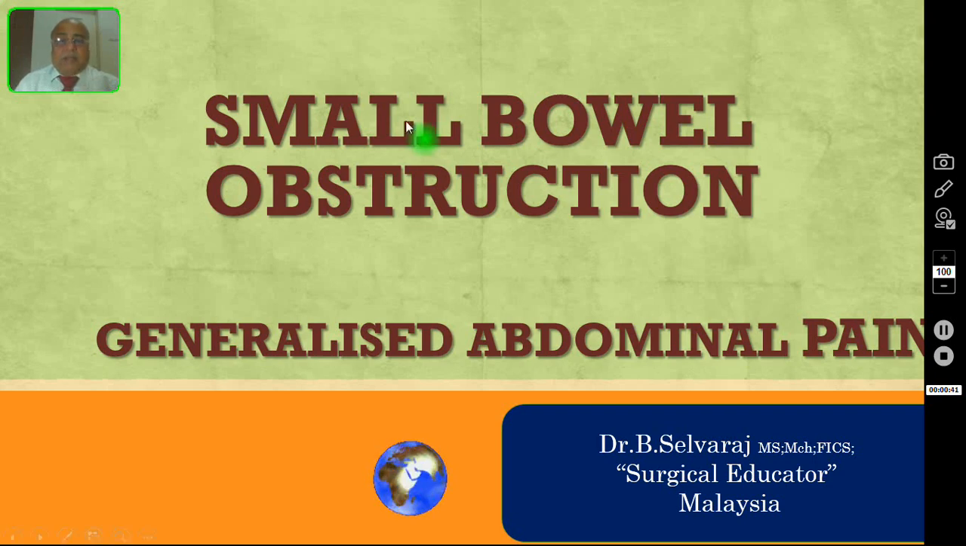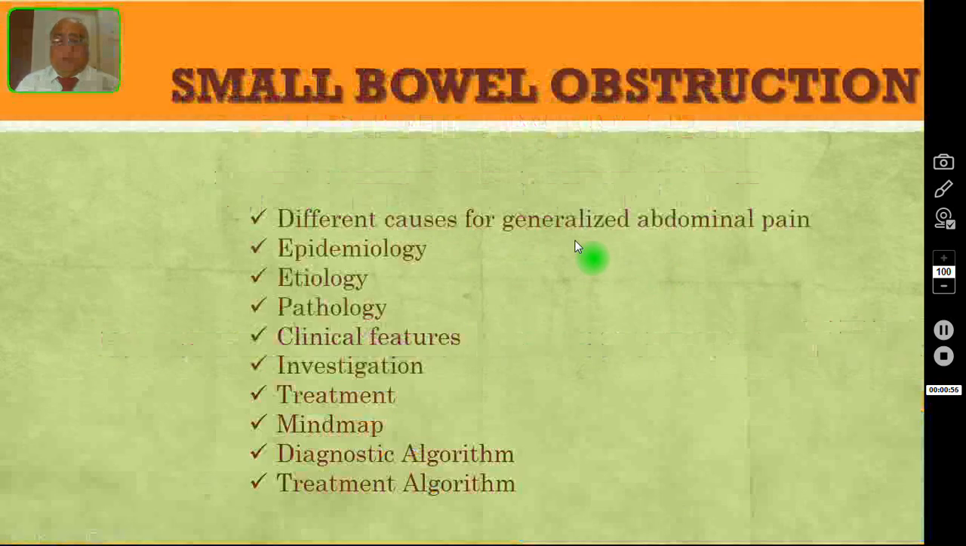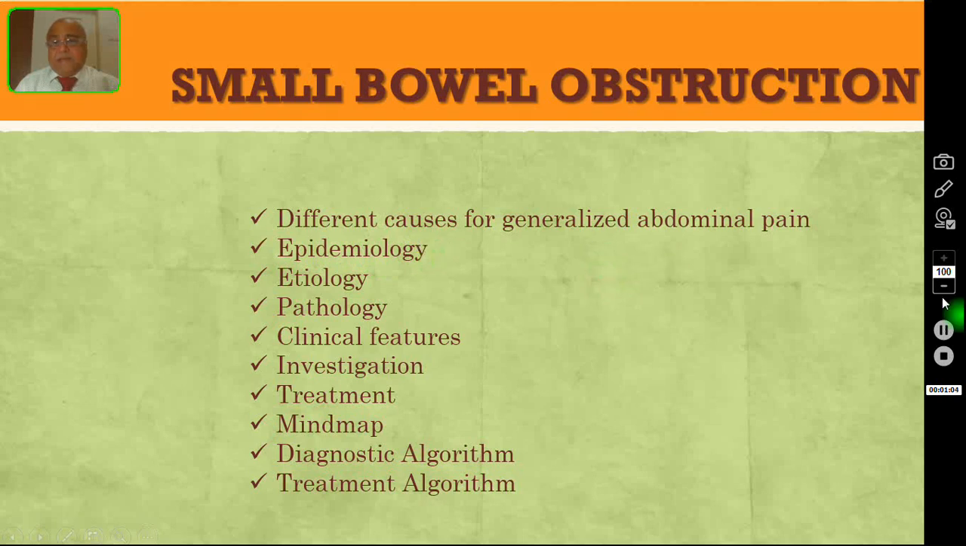Today, in this episode, I am going to talk about one of the causes for generalized abdominal pain, that is small bowel obstruction. After watching this video, all of you should be able to know the different causes for generalized abdominal pain, and the epidemiology, etiology, pathology, clinical features, investigation and treatment of small bowel obstruction. Of course, I have included a mind map, a diagnostic algorithm and a treatment algorithm.